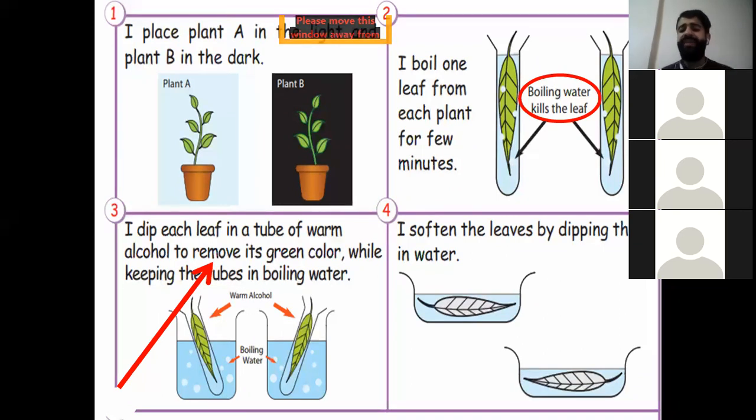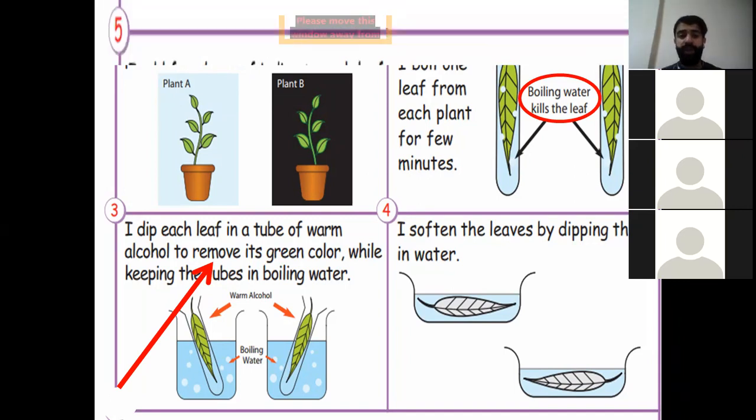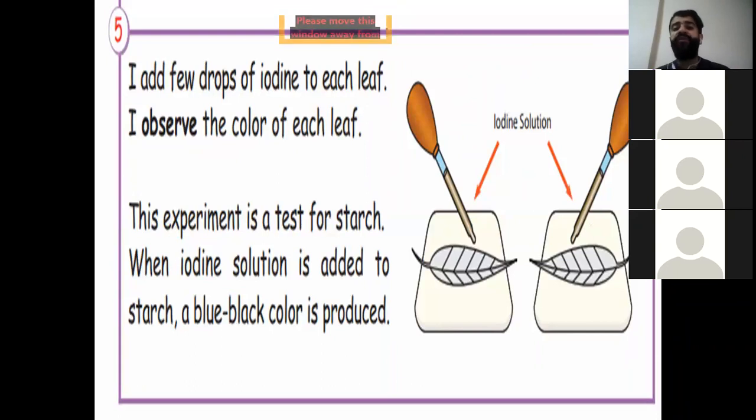Then we soften the leaves by dipping them in water in order to be straight, in order not to be, for example, scattered or scratched. We put them inside the water in order to soften the leaves. And then we add a few drops of iodine to each leaf and observe the color for each leaf. The iodine solution or the iodine test is done for what? To identify the presence of starch. And this is the organic food that is produced. This experiment is done to study the process of photosynthesis.